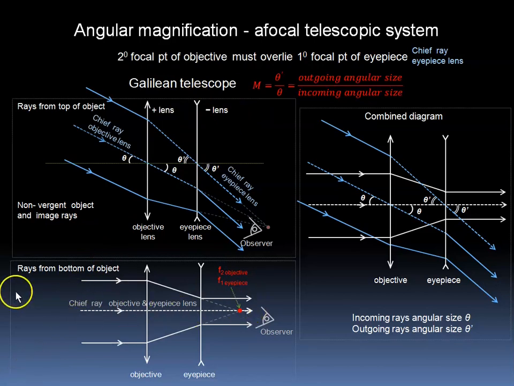Here we show the rays from the bottom of an object that is far away, refracted by the first lens, and then refracted by the second lens. Incoming light is non-vergent, outgoing light is non-vergent.